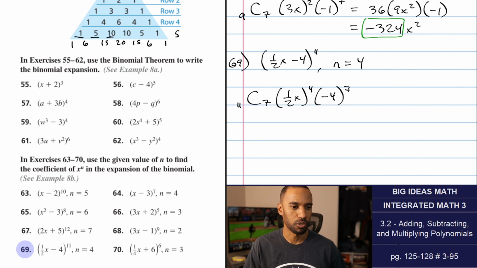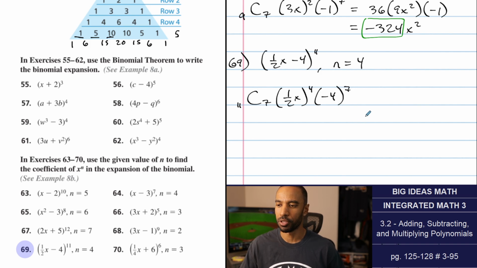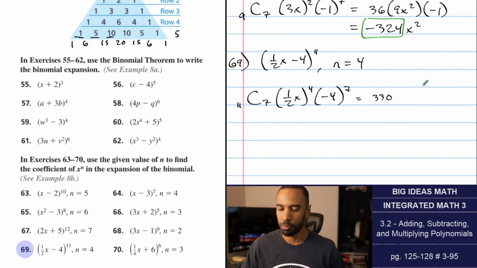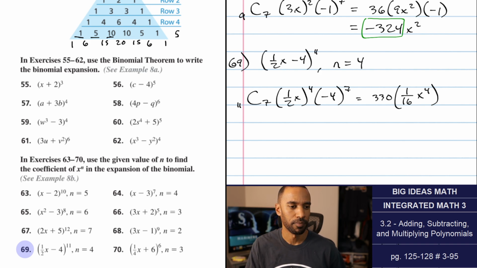Whoops, I did 11 choose 73. That would have been an error. Oh, 330, that's pretty big. So 330. Now, (1/2) to the 4th power is 1/16. This is 1/16 x to the 4th. Now, −4 to the 7th is also big, so that's also going to work against me.